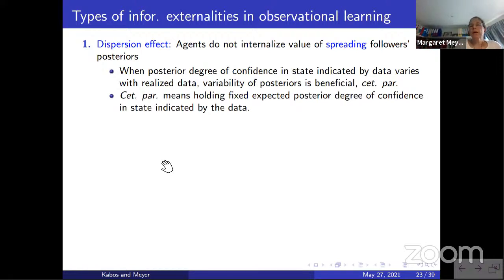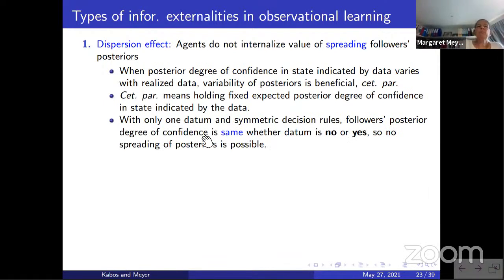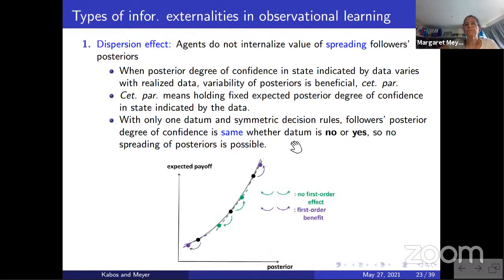When the posterior degree of confidence that an agent holds in the state indicated by the data varies with the realized data, then variability of posteriors is beneficial, other things equal, because agents can adapt to their posteriors and so their payoff function is convex. When I say other things equal, I mean holding fixed the expected posterior degree of confidence in the state indicated by the data. And in the benchmark model, with only one datum observed and symmetric decision rules, this effect is not going to arise, because followers' posterior degree of confidence in the datum is exactly the same, whether they saw no or yes. So no spreading of posteriors is possible.